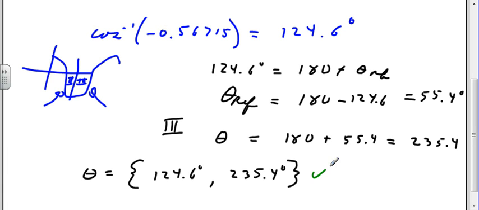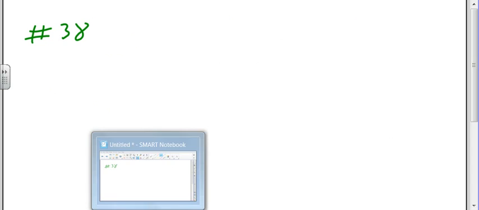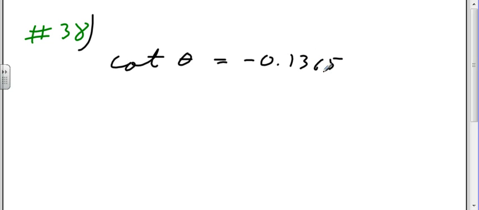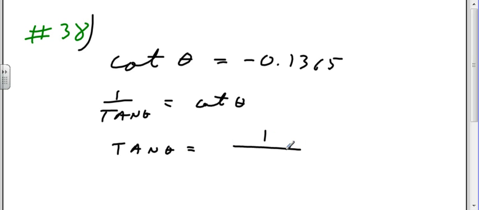Is there our cotangent problem? Yes, there is. Okay, so we'll do 38, and then we'll take attendance. 38. The cotangent of theta is minus 0.1365. Okay, well, that's 1 over the tangent of theta is cotangent of theta. So that means that tangent of theta is 1 over minus 0.1365. Okay, 1 divided by 0.1365. Yes, we got minus 7.326.